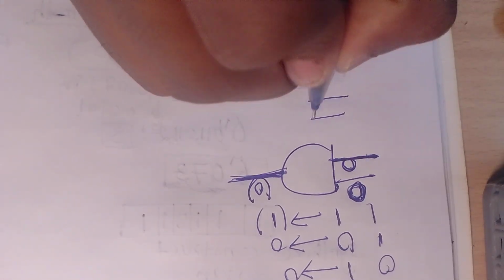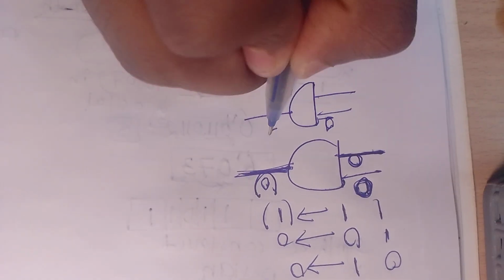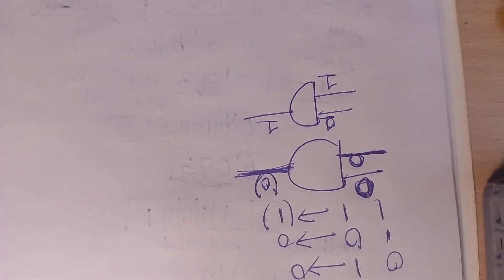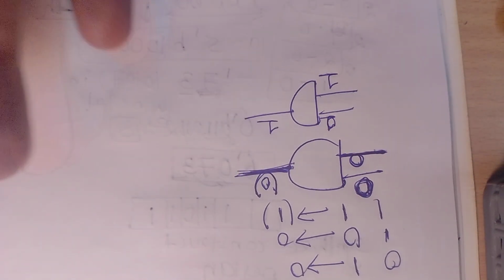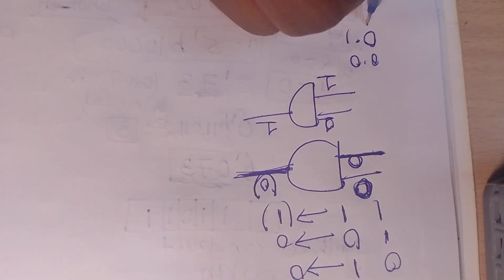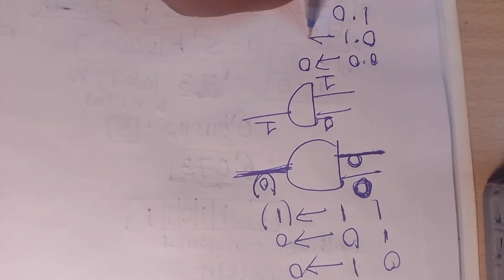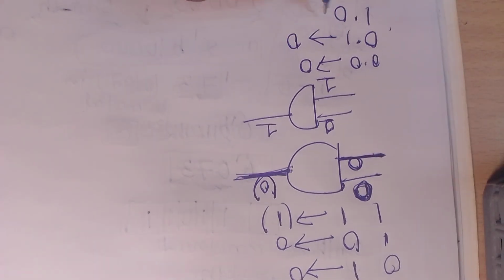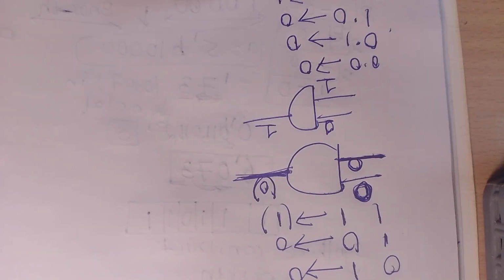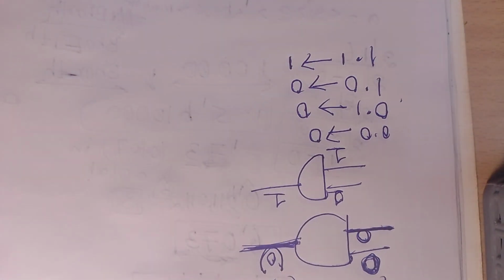For an AND gate, only if all the inputs are 1 will the output of the AND gate be 1. For example, 0 into 0 is 0, 0 into 1 is 0, 1 into 0 is 0, and 1 into 1 is 1. That is the operation of the AND gate. So if I want to disable it, I need to give 0, so that the gate will always be disabled.